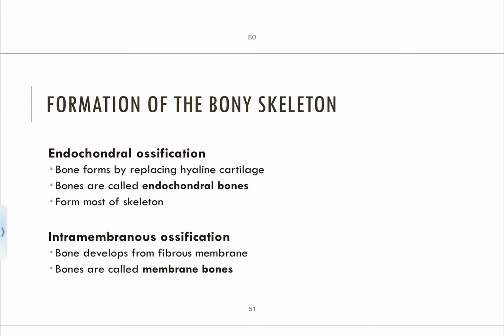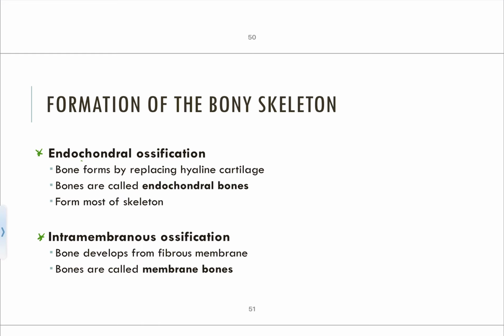So, formation of the bony skeleton. During the first 2 months, the embryonic skeleton is basically just hyaline cartilage and fibrous connective tissue. But around 2 months, the fibrous membranes and the cartilage can begin to be replaced with osseous tissue. And there are two ways in which they can do this. So we have what's called endochondral ossification, and we have intramembranous ossification.